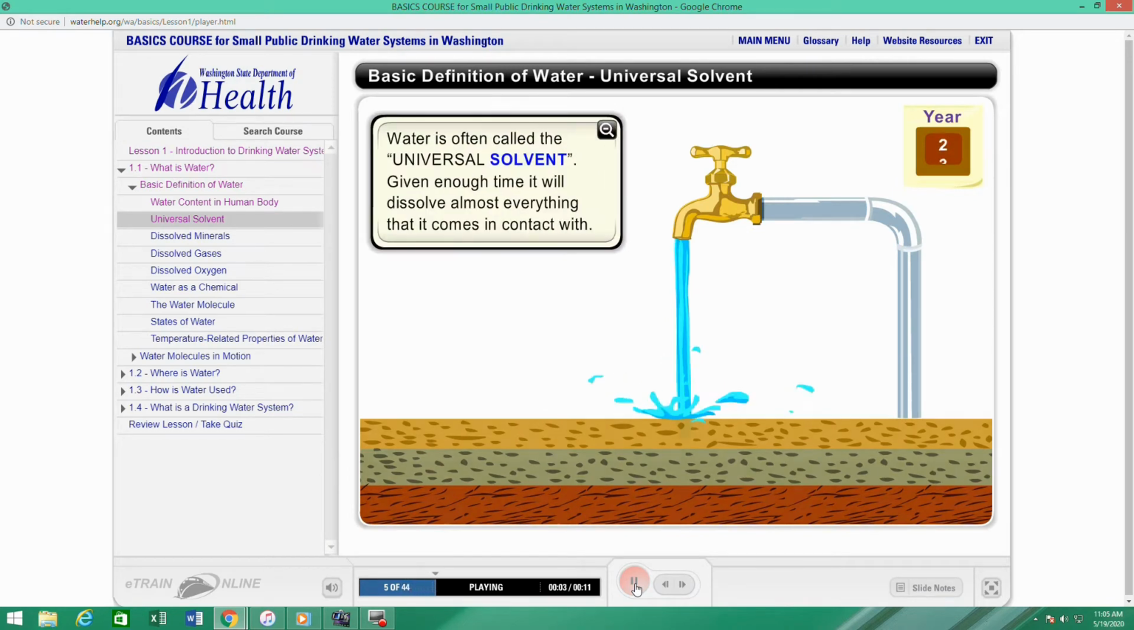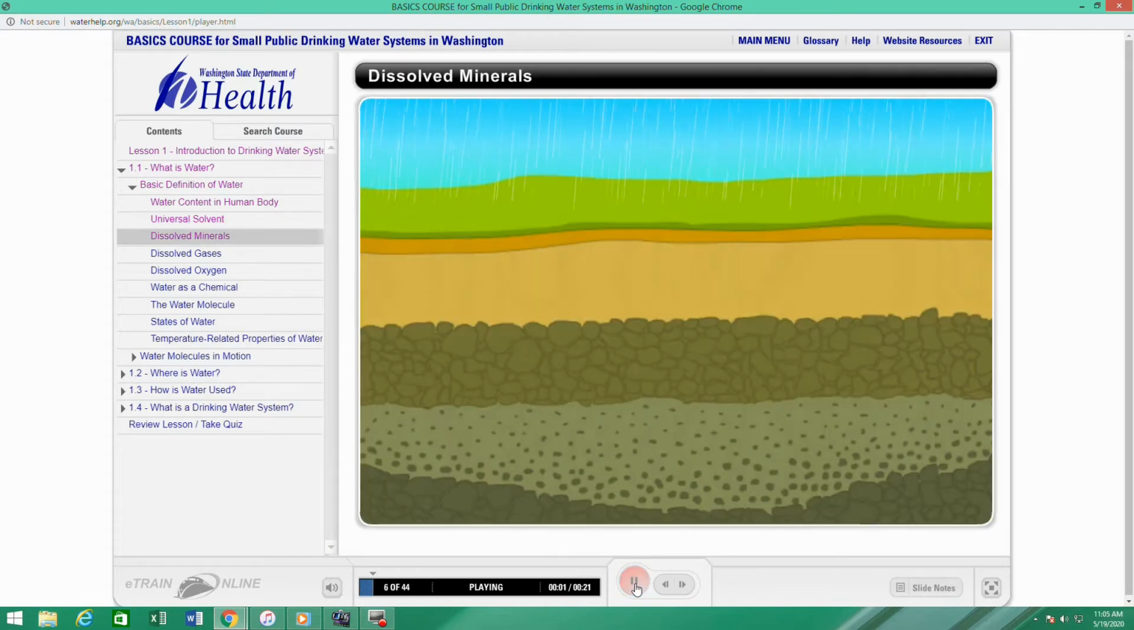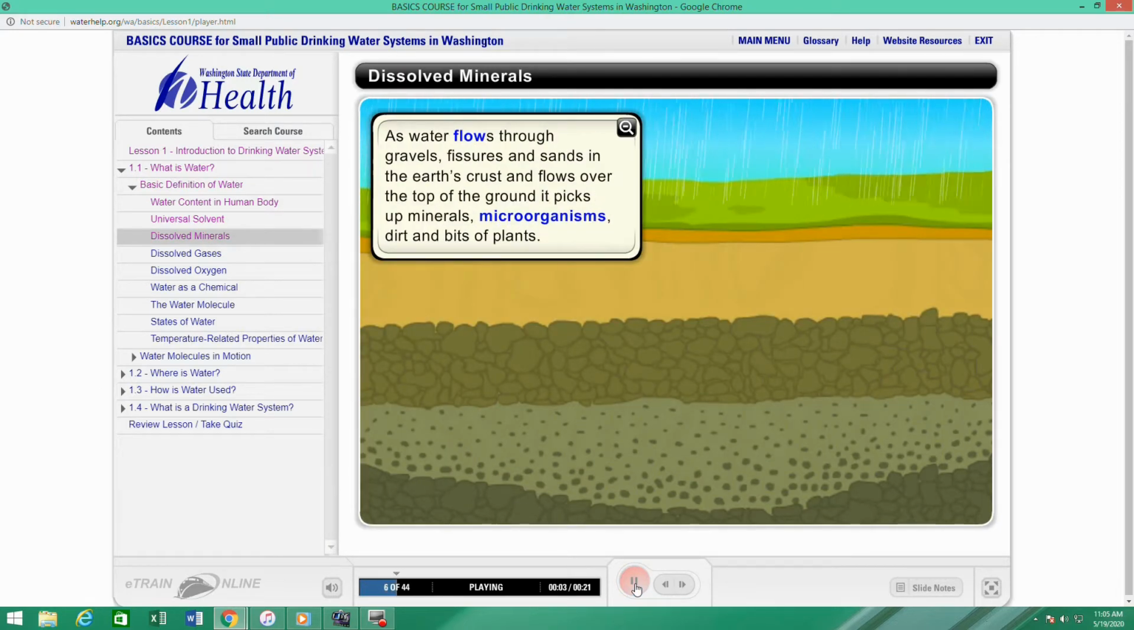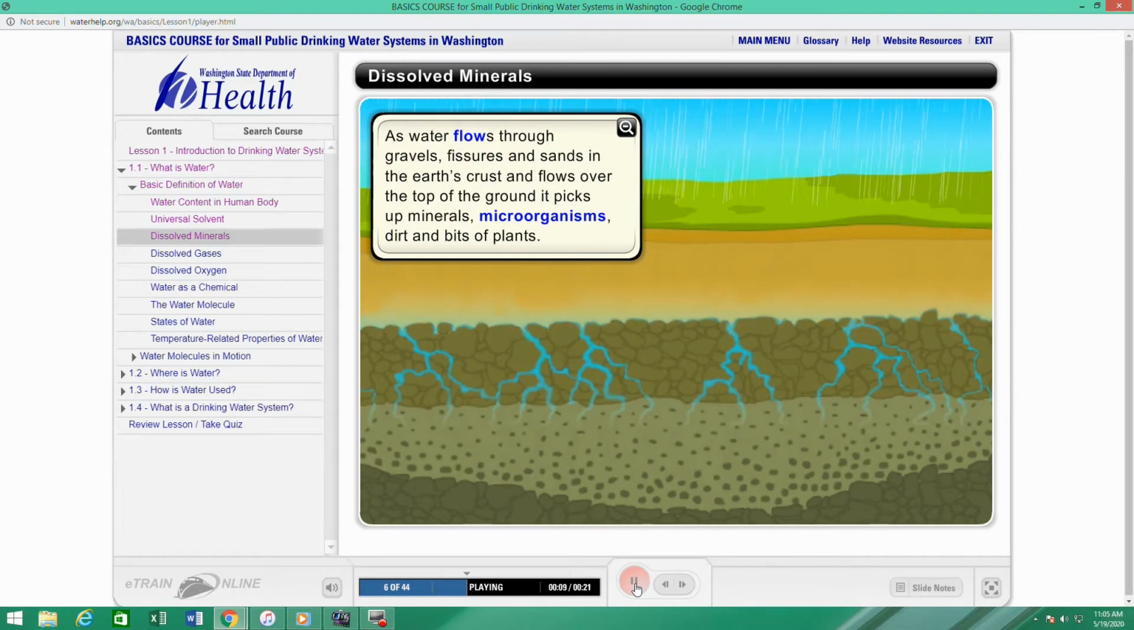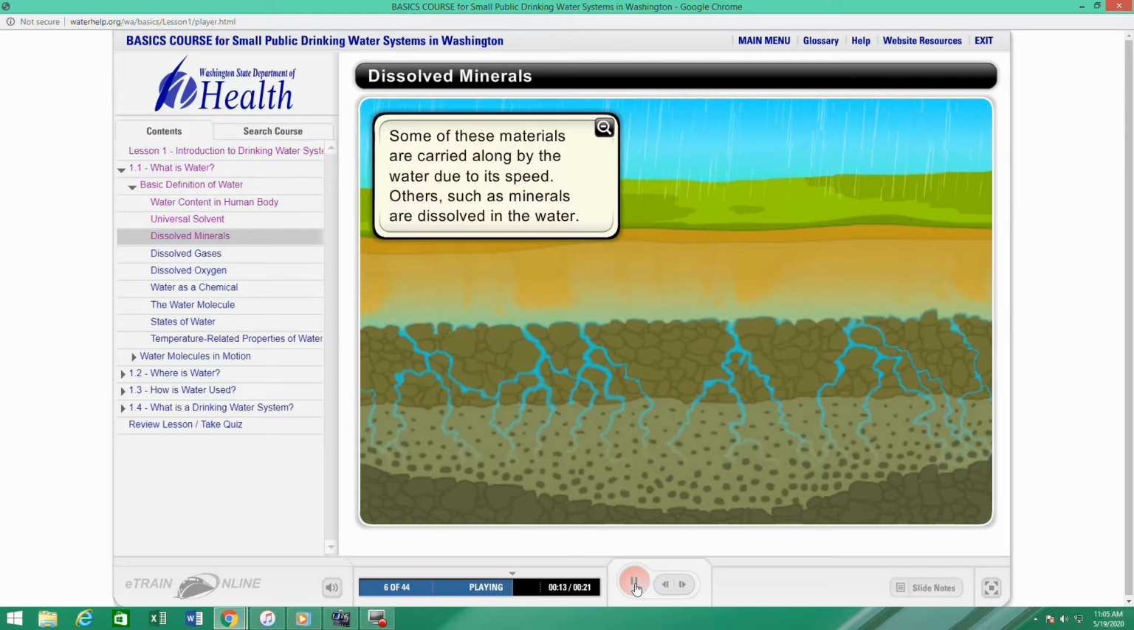Water is often called the universal solvent. Given enough time, it will dissolve almost everything that it comes in contact with. As water flows through gravels, fissures, and sands in the Earth's crust and flows over the top of the ground, it picks up minerals, microorganisms, dirt, and bits of plants. Some of these materials are carried along by the water due to its speed. Others, such as minerals, are dissolved in the water.